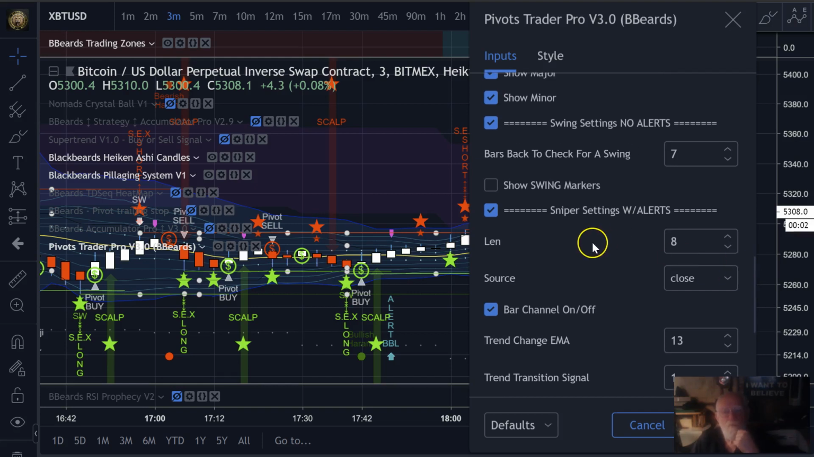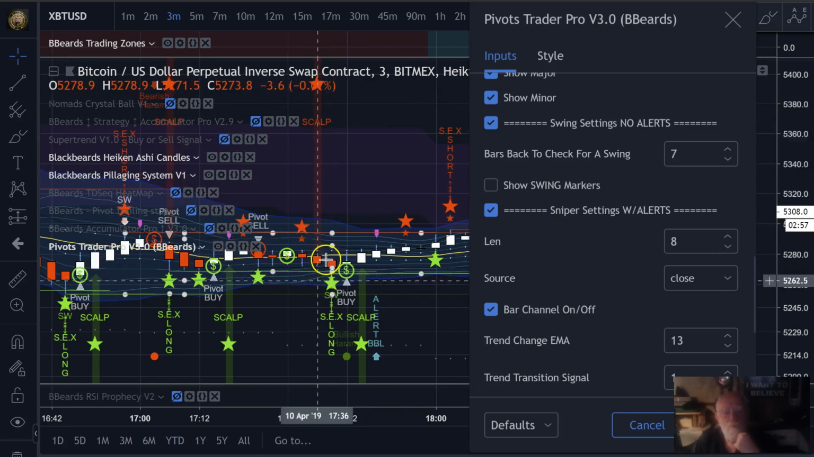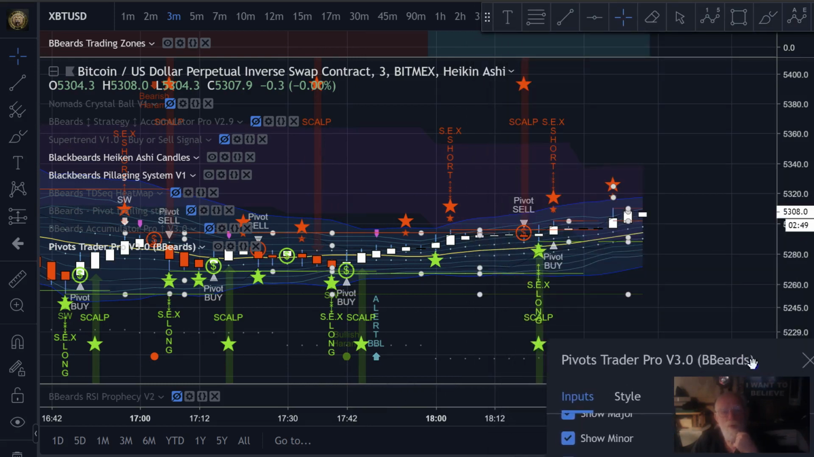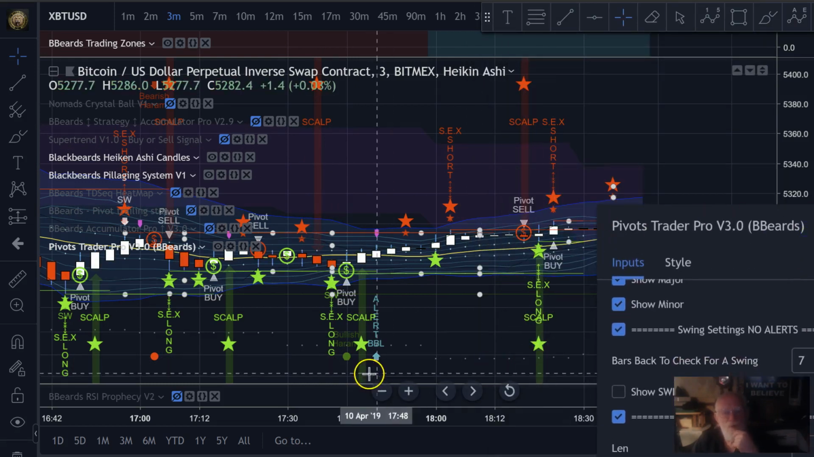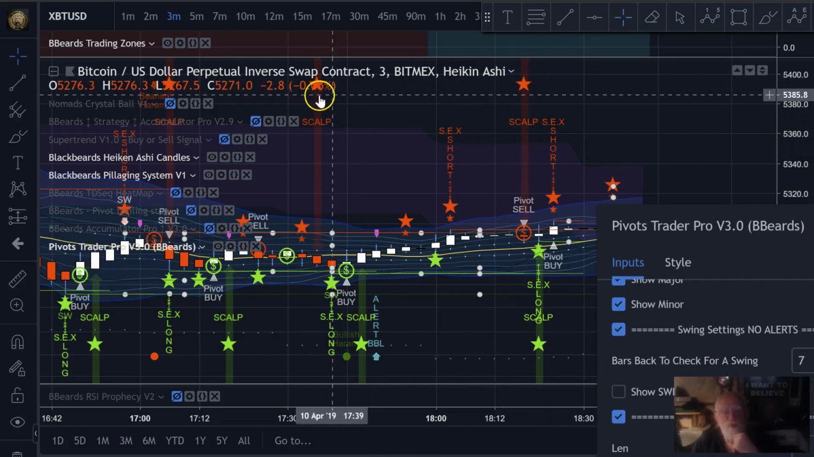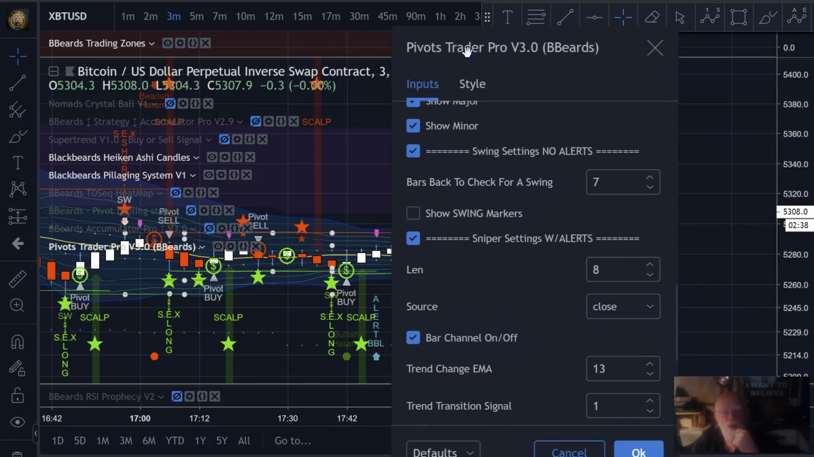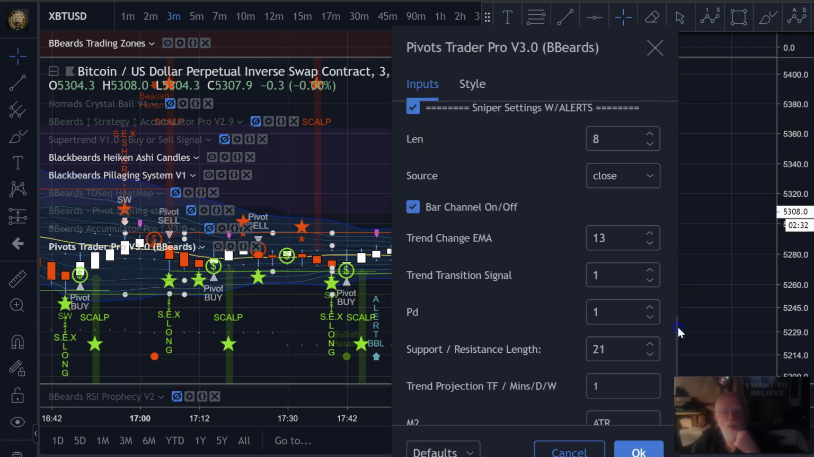Sniper settings. Sniper settings are these bars with the arrows right here. These green and red bars with the big stars where it says scalp is the sniper settings. And I think I have the bar channel on this already turned off. But again, everything is adjustable here.